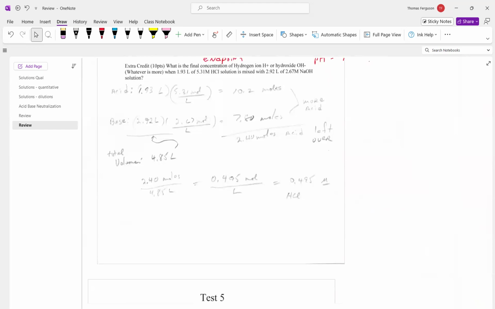You've got moles from the acid, moles from the base. The moles are not the same. So one of them is greater than the other. In this case, there's more acid moles than there are base moles. So that means we have 0.240 moles of acid left over, non-neutralized. And we have a volume of 485 after we add those two together. So we have moles per volume.